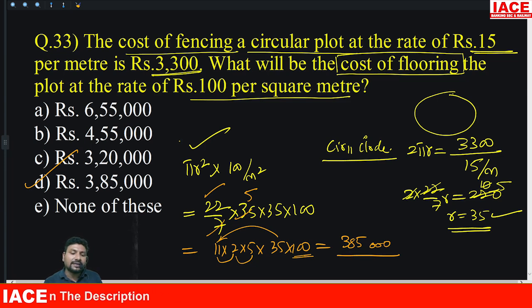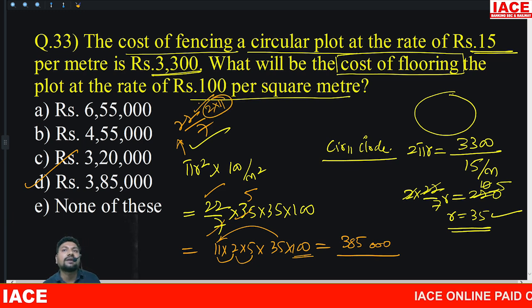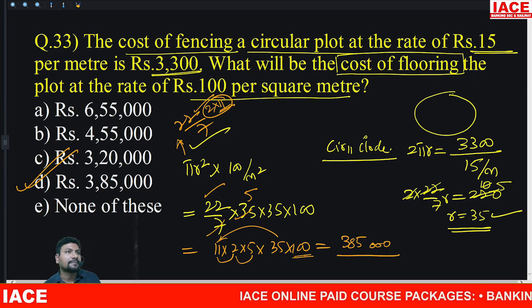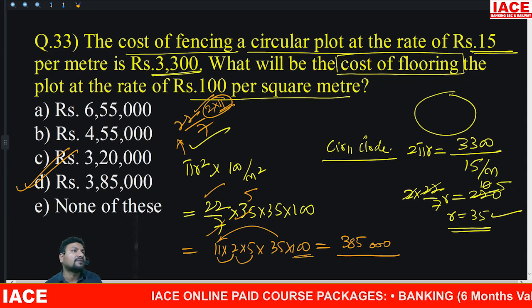And pi is always the combination of 22 by 7. The answer is a multiple of 2 into 11. Only one option is a multiple of 11, and the option is D. There is no other option like a multiple of 11.